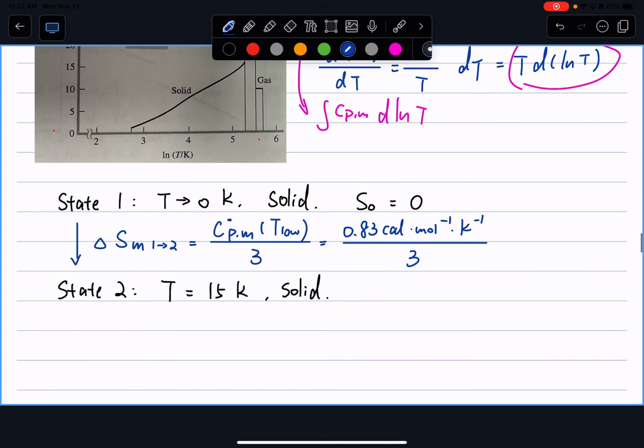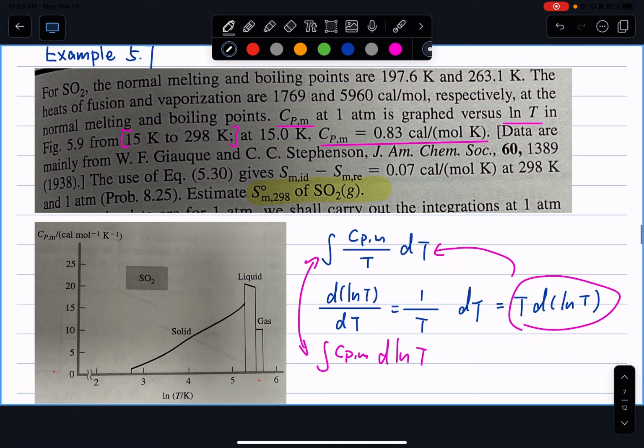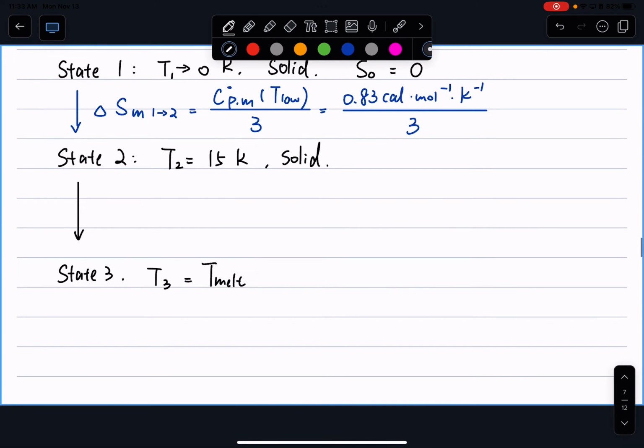Then what is the next step? Between state 2 and state 3, we're ready to melt all our solid into liquid. Well, before we melt it, we need to raise the temperature to the melting point. So to state 3, we're changing our temperature to the melting point. And going back, our melting point is 197.6.